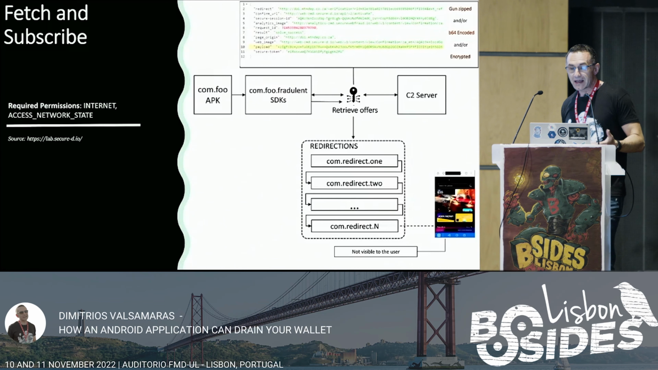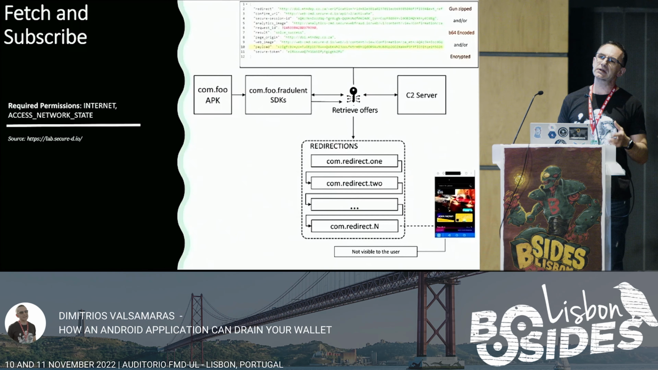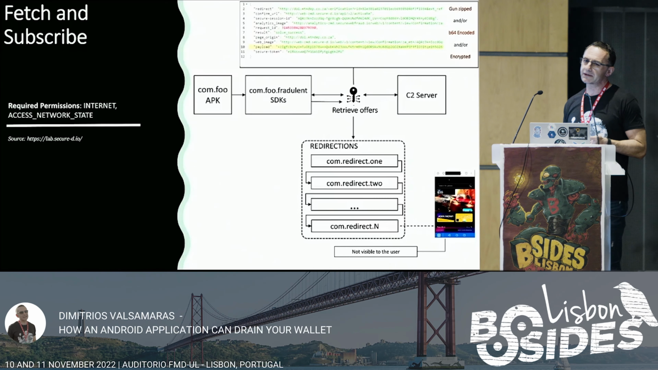Anyway, the next step is to get offers, to get the websites where the malware is supposed to navigate in order to do this type of actions. So it will communicate with the command and control server. The communication is usually customized. What I mean is it's either encoded, or they use some kind of customized encoding or encryption, or zipped or something.